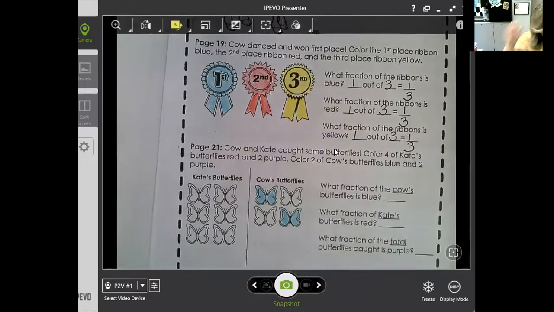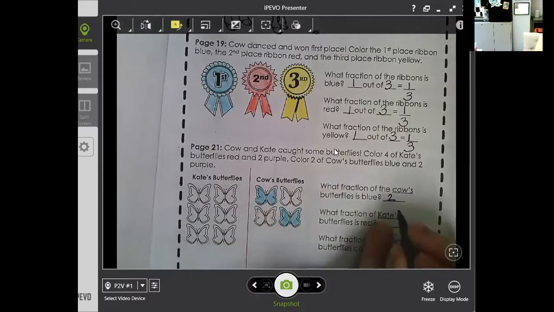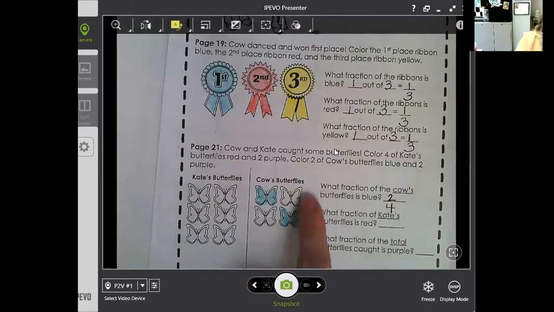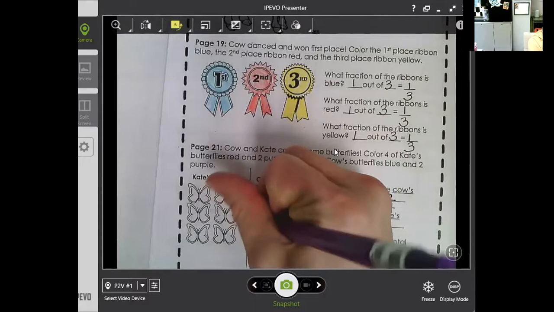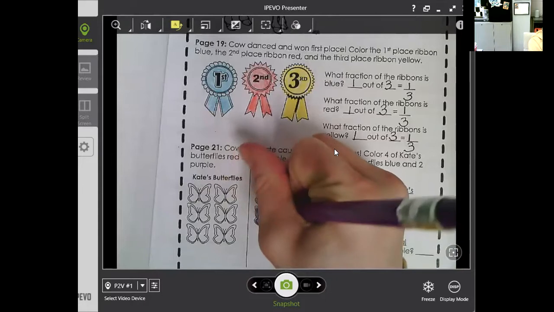All right. So how many butterflies in cow's net were blue? 2 out of 1, 2, 3, 4 butterflies were blue. 2/4. You can also say half. Half of the butterflies were blue. Okay. If 2 of cow's butterflies were blue and I know the other butterflies were purple, how many butterflies do we need to color that's purple? I only have 2 left. So that means 2 butterflies are also purple.